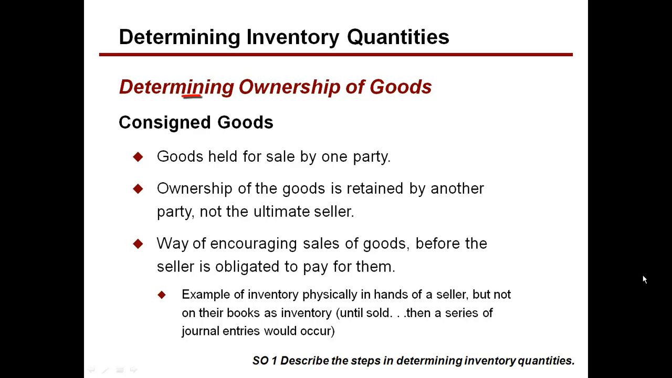Here's a special subject, consigned goods. These are goods held for sale by one party but remain in the ownership of the party that sent it to the seller. This is a way of encouraging sales before the seller is obligated to pay for them. And this is an example where the inventory is in the physical hands of the seller, but not on their books until sold. When they're sold, there's a series of quick entries made that indicates that the inventory was in their title when they sold it, but comes off right away upon the sale.